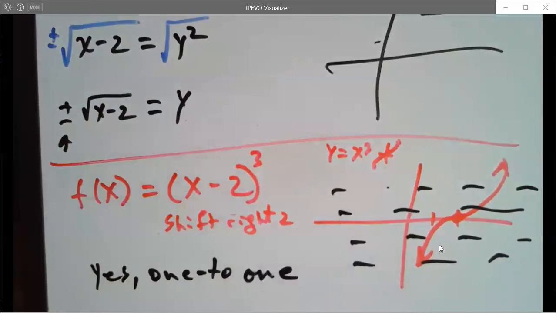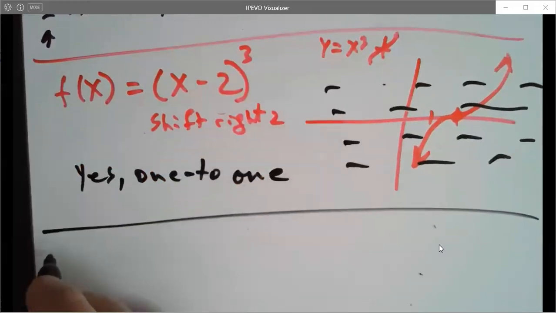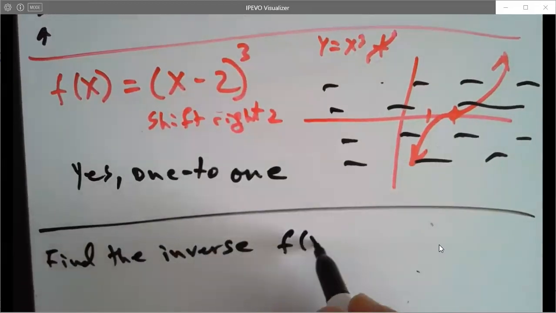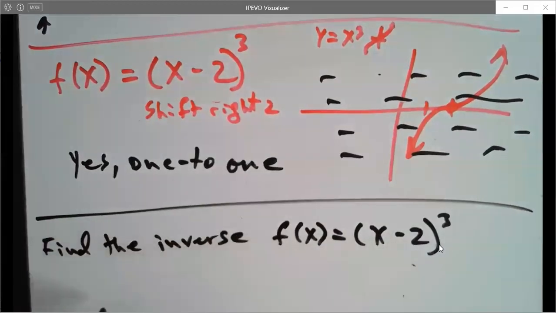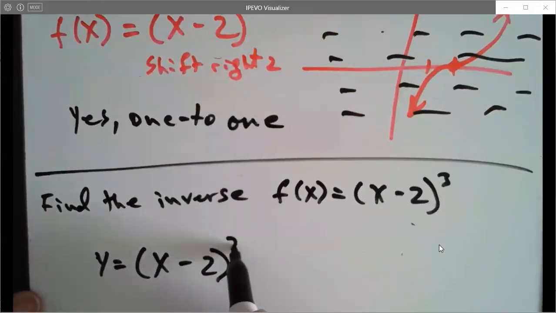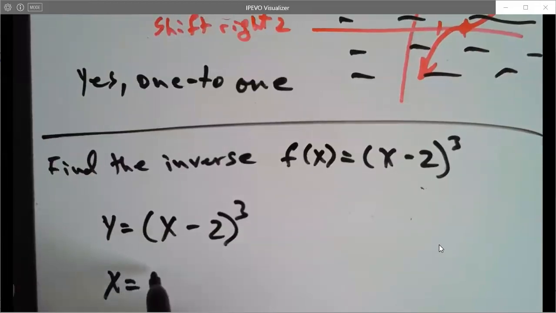Okay, let me see if there's anything on the homework we need to go over. Well, let's go over how to find the inverse of this function, because that is on the homework. Okay, so let's say we wanted to find the inverse. So f of x equals 2x minus 2 quantity cubed. So we replace f of x with y. So y equals 2x minus 2 cubed. And now we switch x and y. So what is y is now x, and what is x is now y minus 2 cubed.